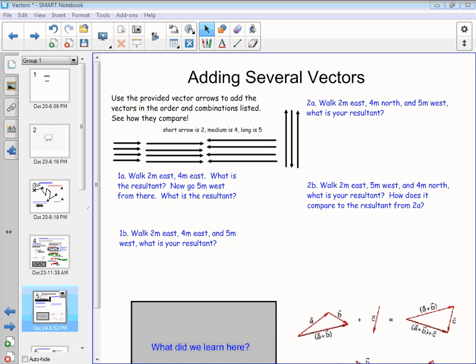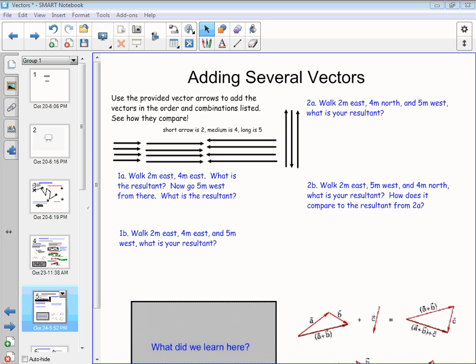Okay, so adding several vectors. Oh, look, another volunteer. Use the provided vector arrows to add the vectors in the order and combinations listed. See how they compare. For clarification purposes, the short arrow is 2, the medium is 4, the long is 5. So, volunteer, please. Are you volunteering? Are you volunteering just so you can pick someone later?